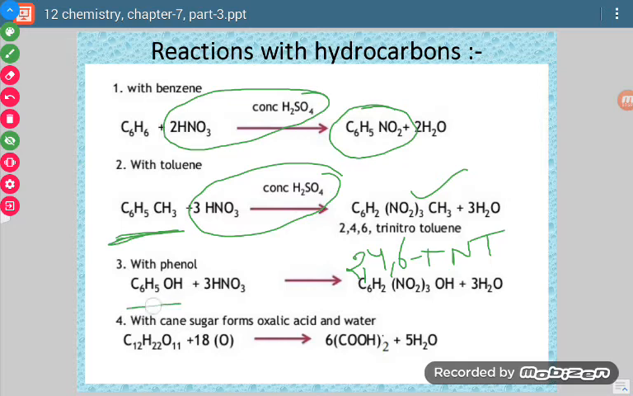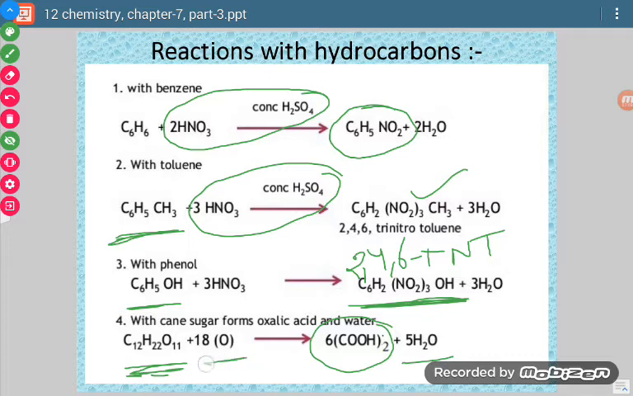Similarly, with phenol, it gives 2,4,6 trinitrophenol. Okay, 2,4,6 trinitrophenol. Now see, when we take cane sugar, okay, then there is formation of oxalic acid along with water.